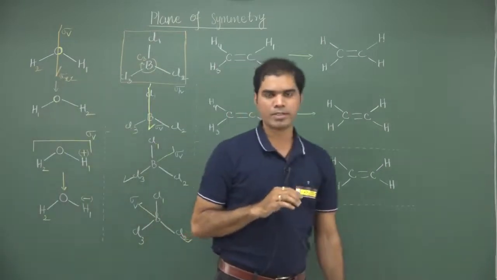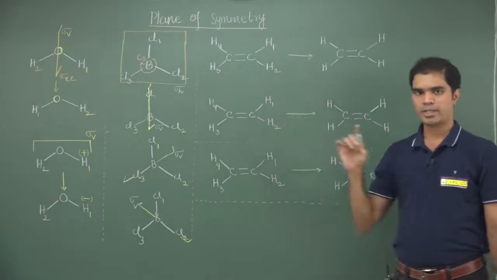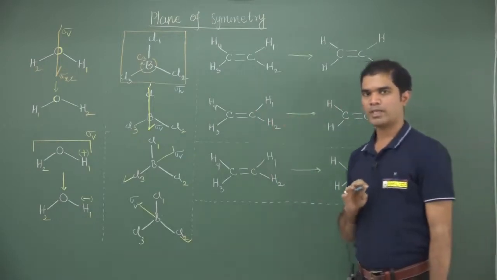Let's come to the conclusion. Water molecule has two vertical planes. BCl3 has one horizontal plane and three vertical planes.